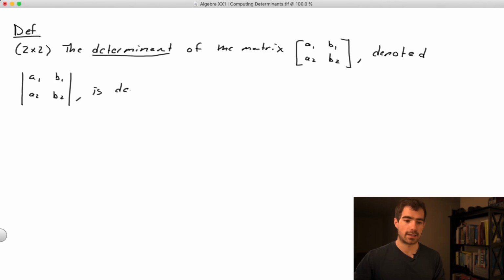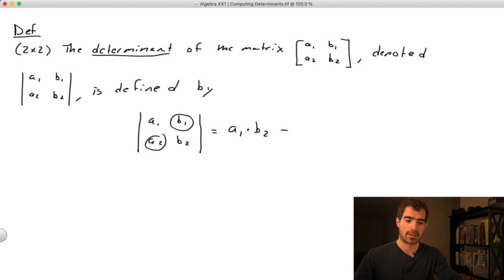It is defined by the determinant of any matrix, so any collection of four numbers like this, would just be the product of this diagonal here, right? So the first element and the last element, A1 times B2, minus the second element and the third element. So the product of this diagonal here, B1 and A2. And that's really it. The determinant is just using this particular algorithm, this particular difference of products, to get a single value from the four that were given in the matrix.